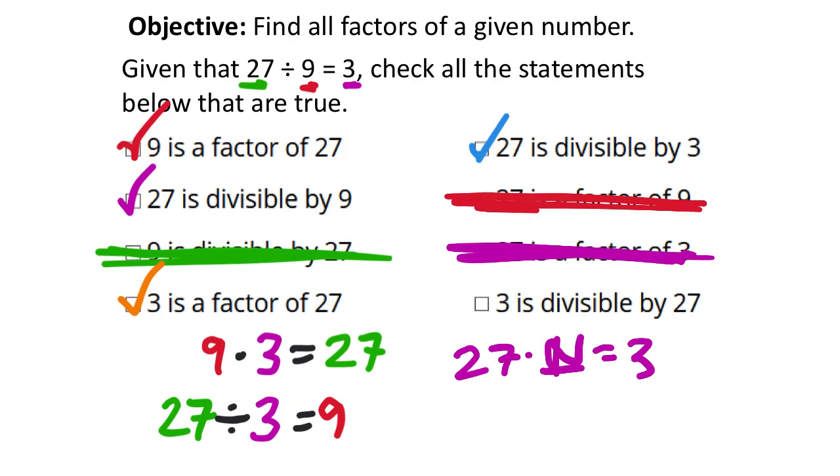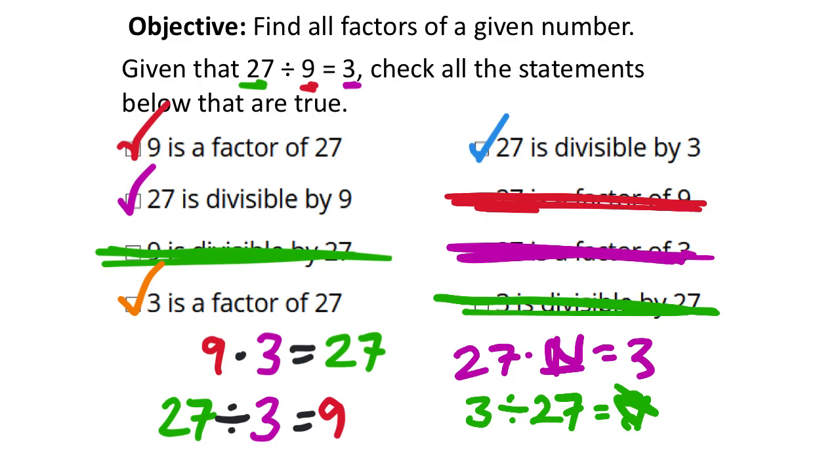3 is divisible by 27. Again, the order of this is crucial because we're saying 3 can be divided by 27. I mean, it can, mathematically speaking, but not when we're talking about natural numbers and factors like this. And again, the idea on this is to make the fact family where that would be a 9, but it doesn't equal 9, so this is a false statement. So we had 4 true statements on that one. I think that's pretty good.